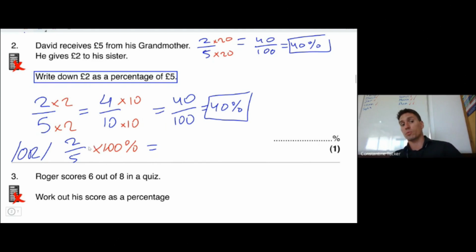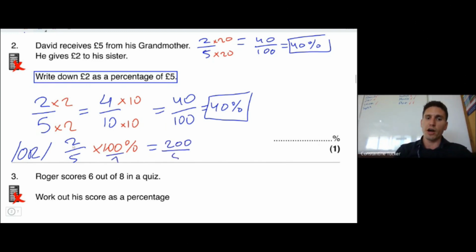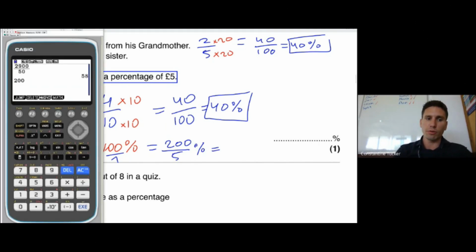So now, what do we do if we multiply by 100%? Well, some students will say, I'm going to multiply by 100 and then divide by 5. Absolutely, that works. Some students will say, I'll do 100 divided by 5 and then multiply by 2. Yes. Some students will say, I'm going to multiply across. That gives me 200 divided by 5, and I'm going to change this to a percentage. And then they will say, right, 200 divided by 5. Let me do that calculation very quickly. 200 divided by 5, well, that's 40.